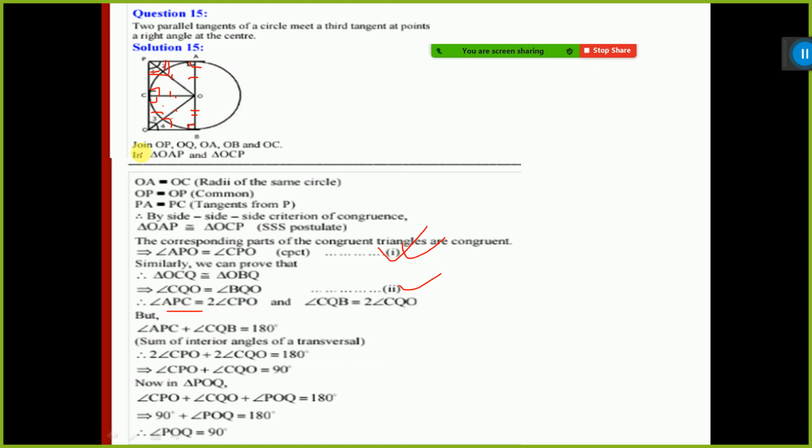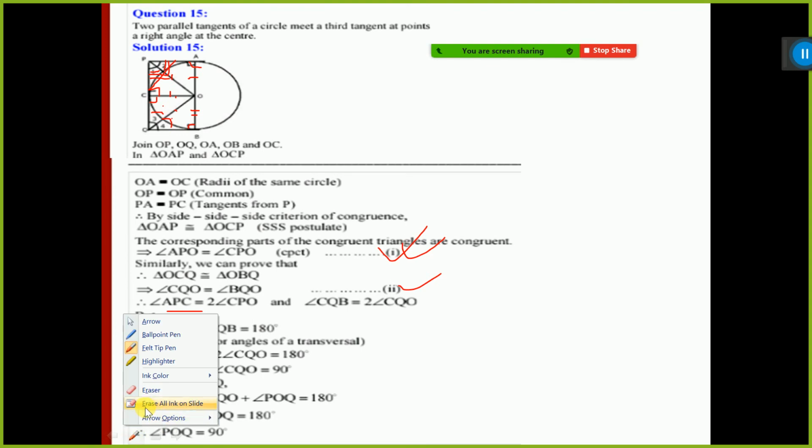Now see, APC. That means this total angle is equal to any one angle double, you can tell. It is written CPO, double CPO, that is written. This angle also can be written, but I did not write that one because if I write this one, I'll get one profit. What is that profit? I am telling you.